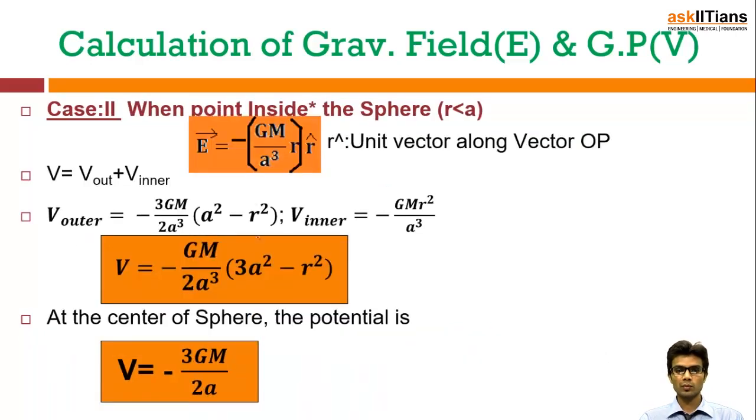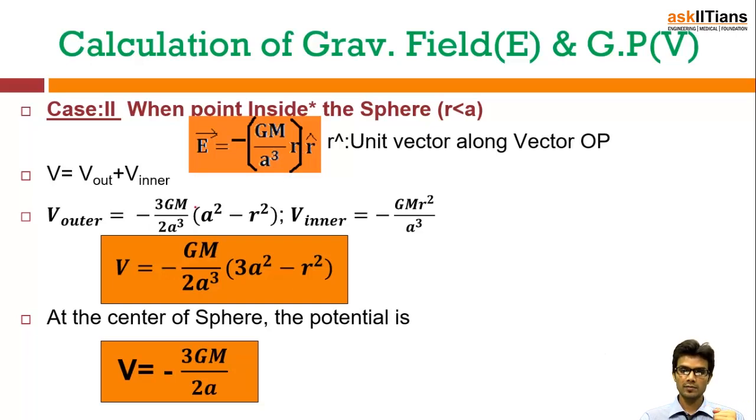And case 2 is when the point is inside, when r is less than a. In that case, the gravitational field E is equal to minus GMr by a cubed, where r is the distance and a is the radius of the sphere. This is the magnitude, and the direction is the unit vector. The meaning is E is equal to GM by a cubed into r. This is the magnitude, and the direction is towards the center of the sphere.